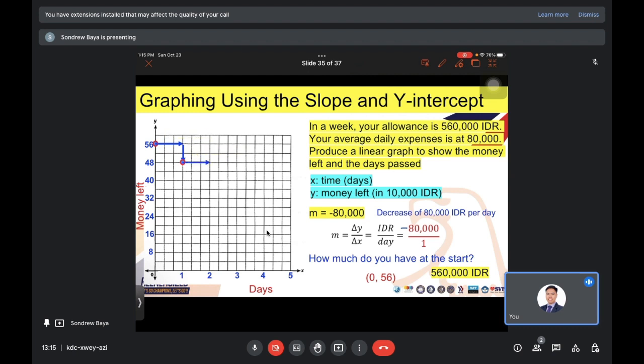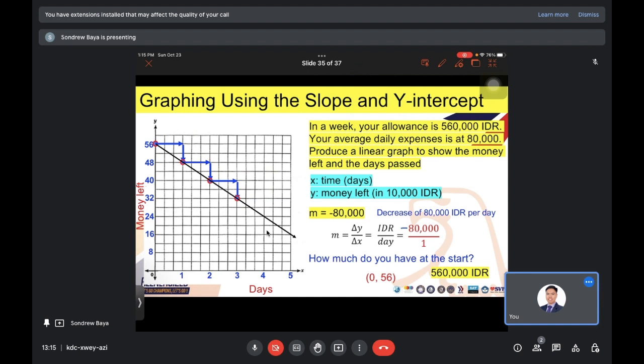The next day, my money decreased by, again, 8 units. That's my third point. Again, in the next day, which is 1 day, my money decreased by 8 units. In other words, once you are convinced that this can already form a line, you can now connect them, and then you were able to form the linear graph. All right?